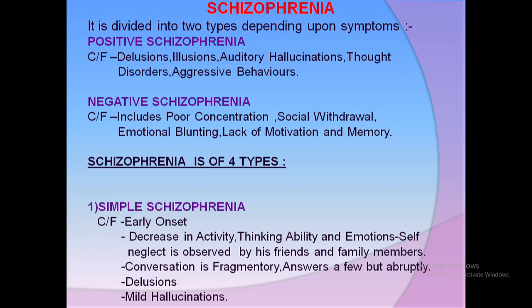Coming to the simple schizophrenia, clinical features: early onset of age, decrease in activity, thinking ability, and emotions. Self-neglect is observed by his friends and family members. Conversation is fragmentary, answers a few but abruptly. Delusions are other features and mild hallucinations.